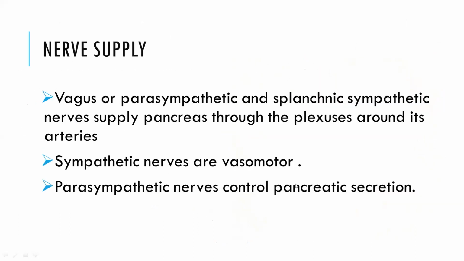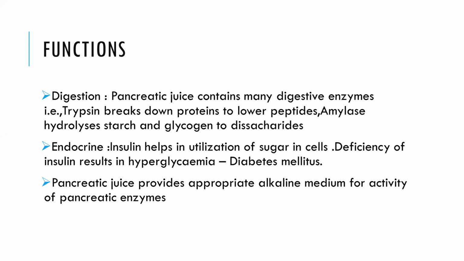And now nerve supply. The vagus, otherwise parasympathetic, and splanchnic sympathetic nerves will be supplying the pancreas through plexuses around its arteries. Sympathetic nerves are vasomotor, whereas parasympathetic nerves control pancreatic secretion.